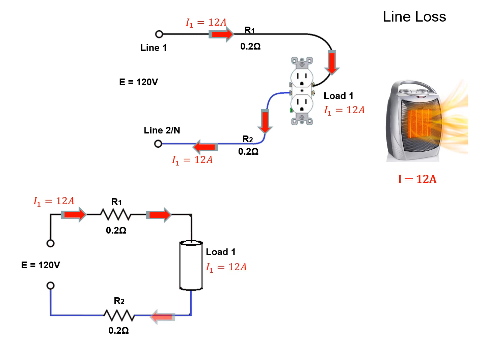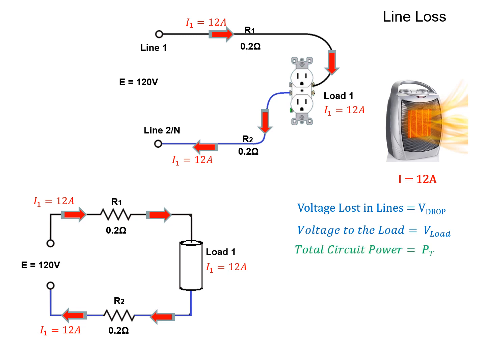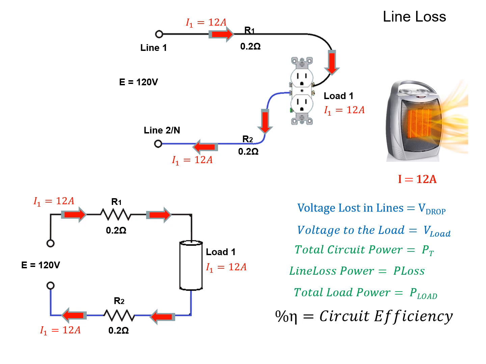Through that discussion, we went through a number of identities and we looked at what is the voltage lost in the lines, or our voltage drop. We looked at how we can calculate the voltage at the load, because it's a simple series circuit. And then we looked at the total circuit power, the power that was lost in our feeder wires feeding our load. These are our power losses or line losses. Finally, we looked at the total power dissipated by the load, or the power delivered to the load. And finally, our circuit efficiency.